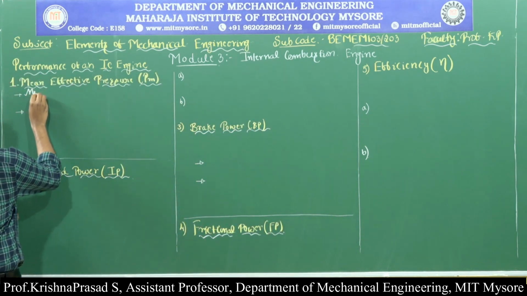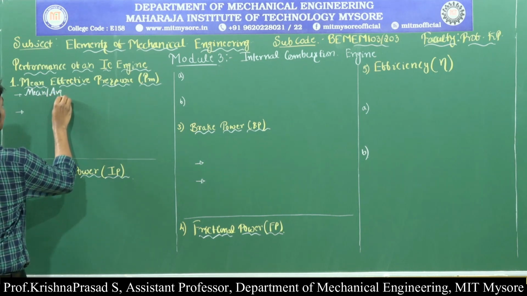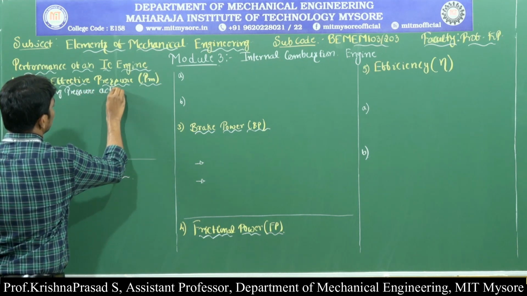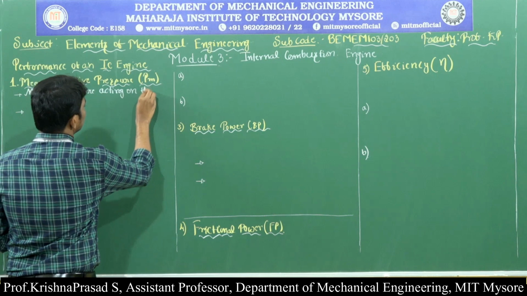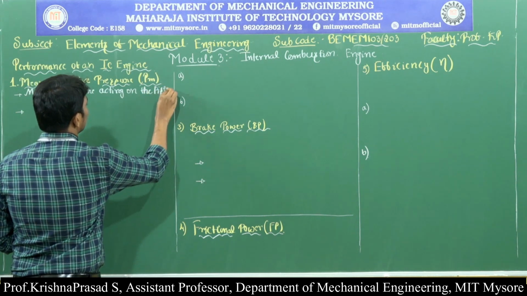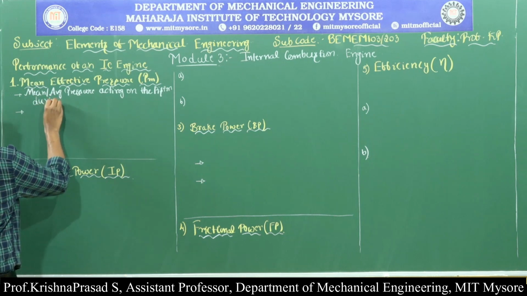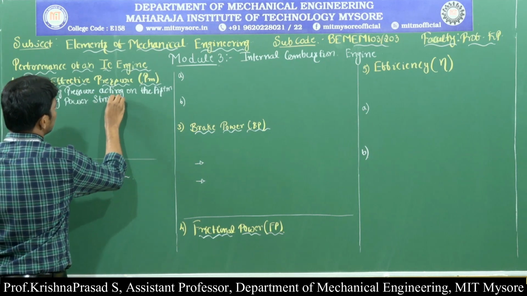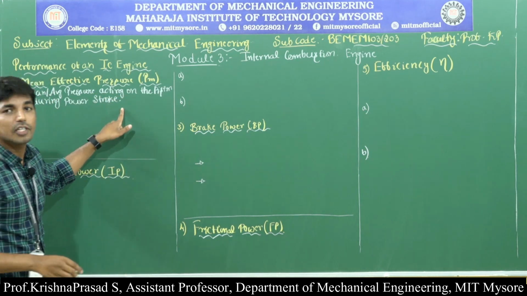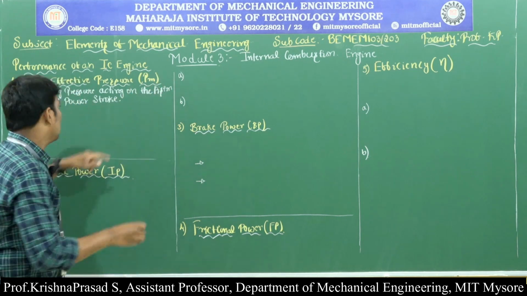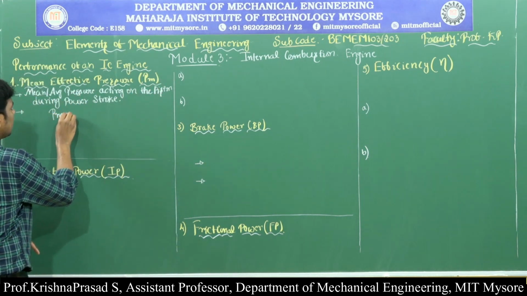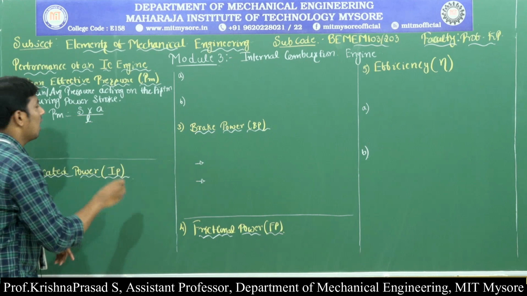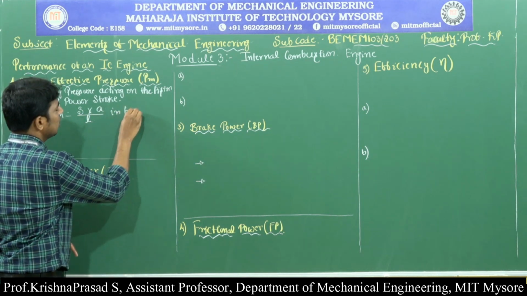It is the mean or average pressure acting on the piston during the power stroke, and it is called mean effective pressure. The mean effective pressure is indicated by PM, and the formula for the mean effective pressure is S into A by L, and the unit for the mean effective pressure is bar.